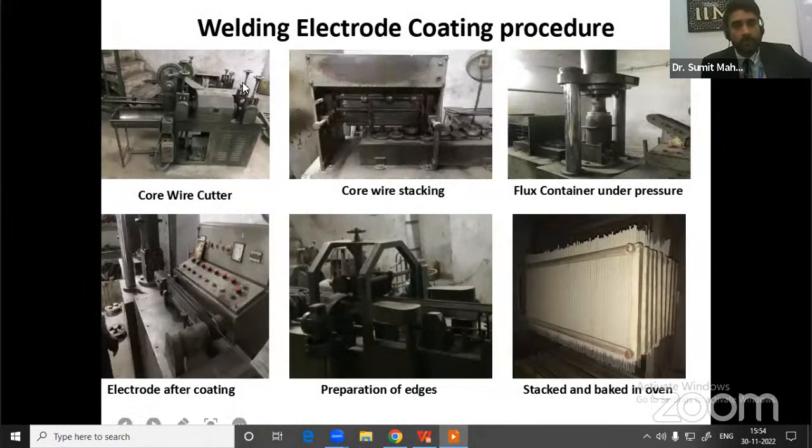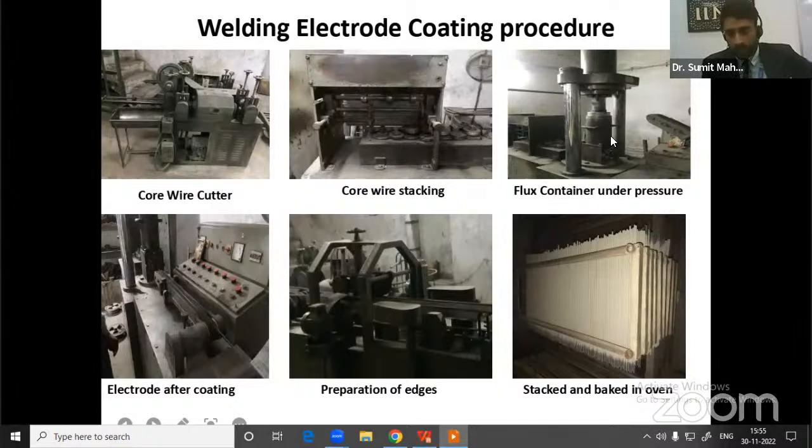So this is the welding electrode coating procedure development. There is a wire cutting machine. The wire which is used as a filler wire comes in a spool, like a spool of 5 meters. We cut it into lengths, because the standard length of the electrode is 250 mm, 350 mm or 450 mm. So first of all we cut the wire, and we stack those cut wires into this hopper, or you can say feeder.